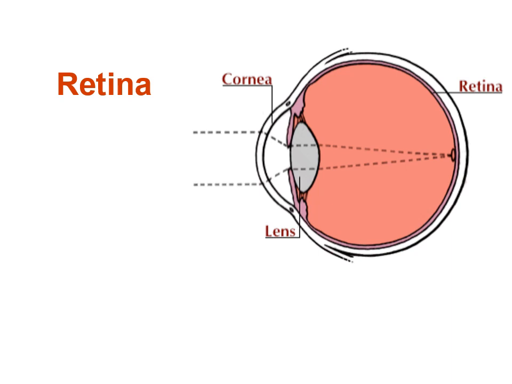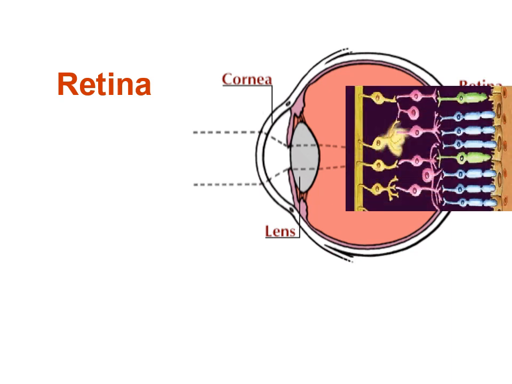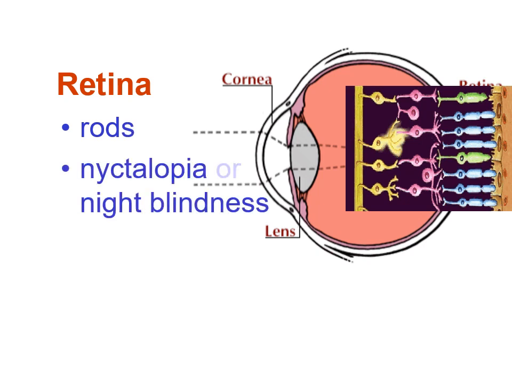The retina is where the photoreceptor cells are located that respond to light and signal the brain. There are 2 families of photoreceptor cells, the rods and the cones. The rods are active in the dark and allow us to see shades of gray. A deficiency in the rods leads to night blindness, also known as nyctalopia.